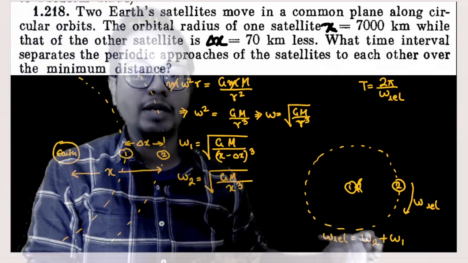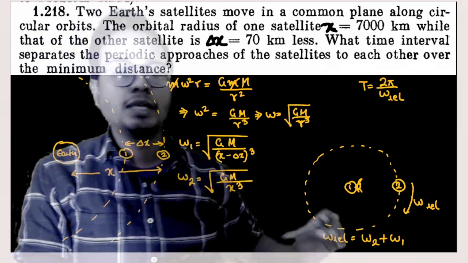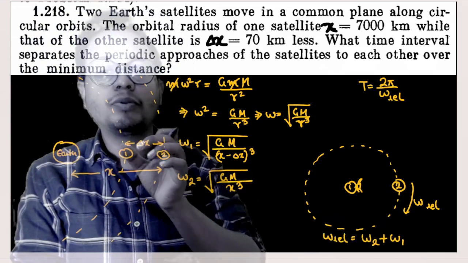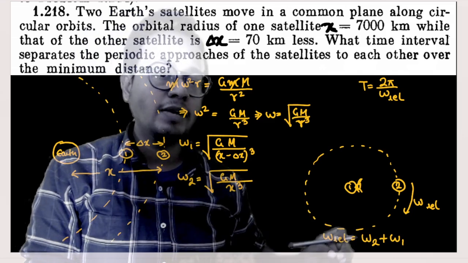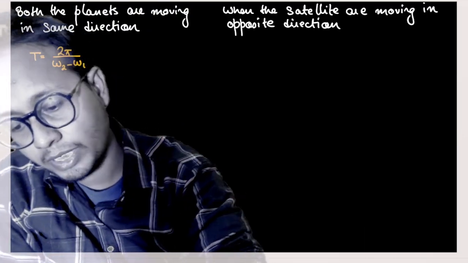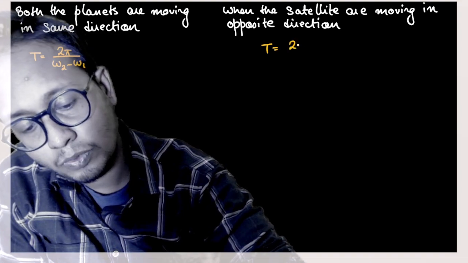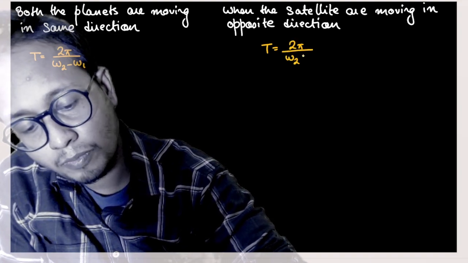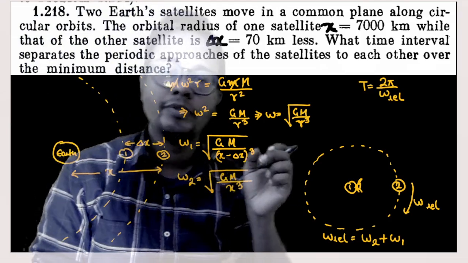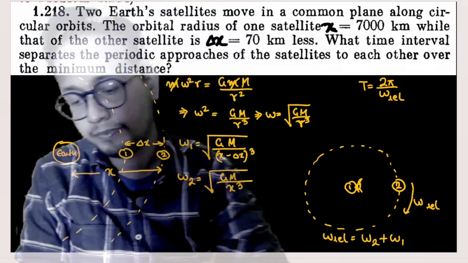In case 1, when both the planets are moving in the same direction, the relative angular velocity of 2 with respect to 1 is nothing but omega 2 minus omega 1. In the second case, when the planets are moving opposite to each other, relative angular velocity is nothing but omega 2 plus omega 1, isn't it? So out here the time period would be nothing but 2 pi by omega 2 plus omega 1. So out here the physics part of the problem ended. Now we'll go to the mathematics part of the problem.